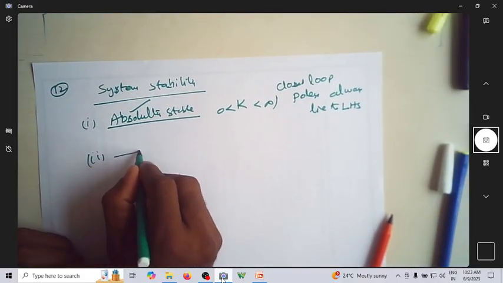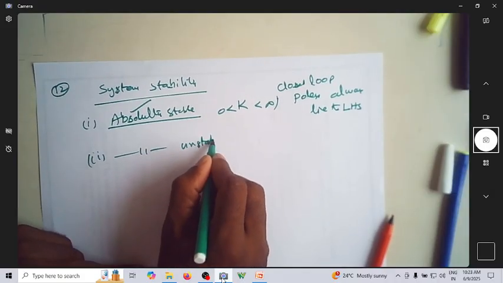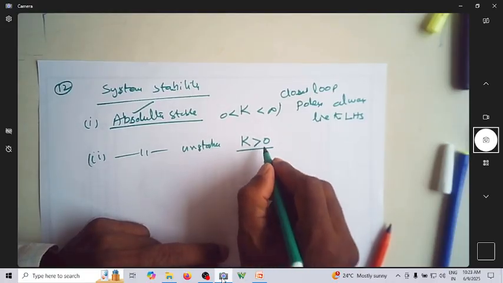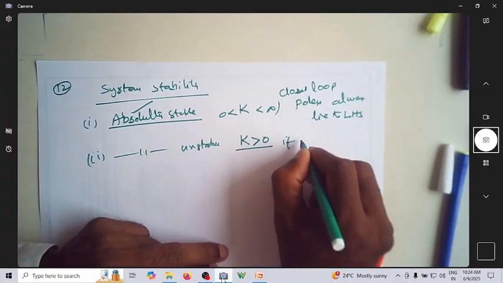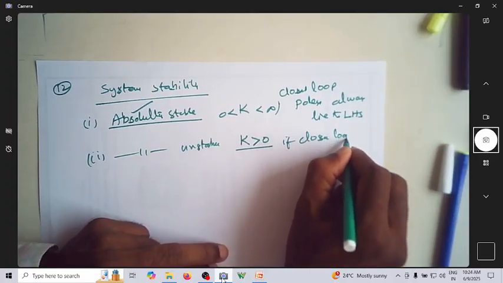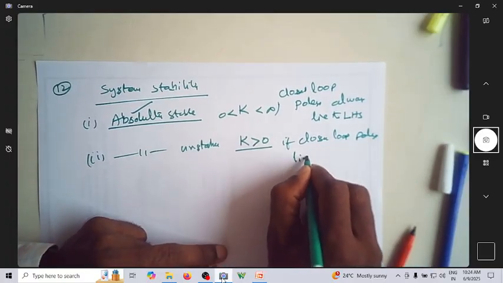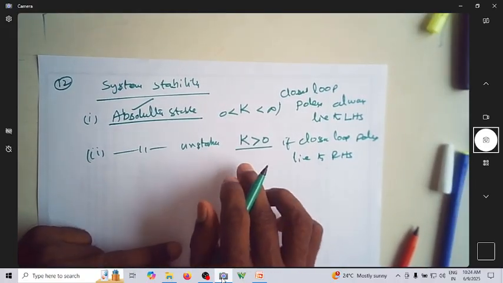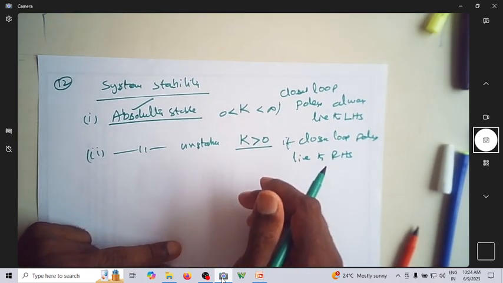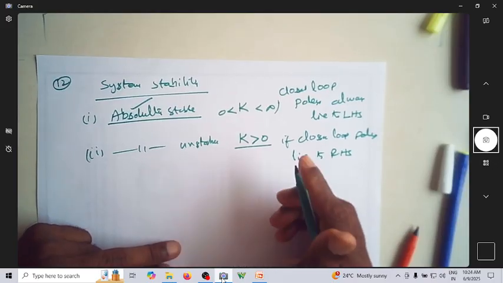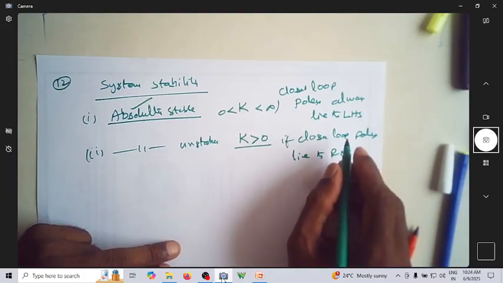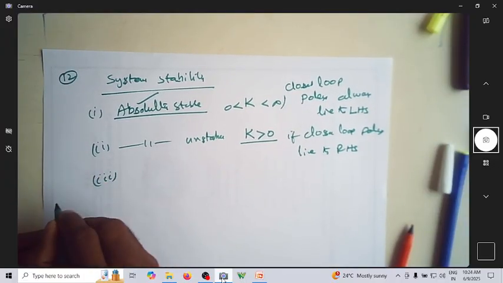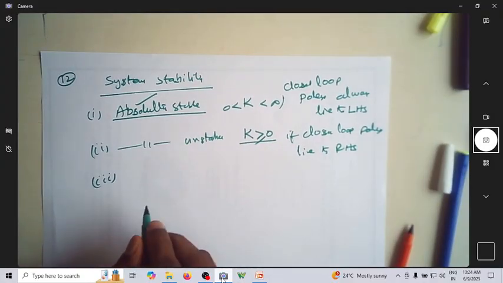When do you say it is absolutely unstable? For a value of k just greater than 0, if closed loop poles lie to the right hand side of the s-plane, then the system is said to be absolutely unstable. Any value of k slightly greater than 0, the system is having closed loop poles on the right hand side. Even if it is 1, the system is said to be unstable. Third one, let k be equal to 0 also.